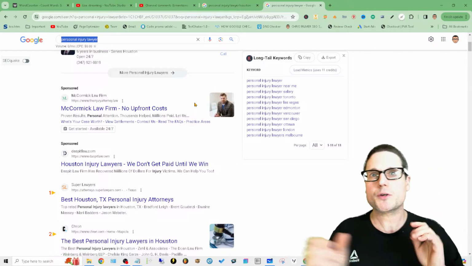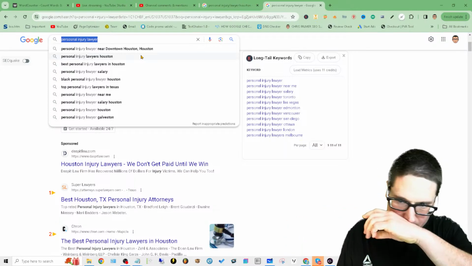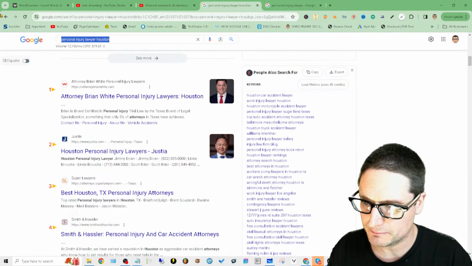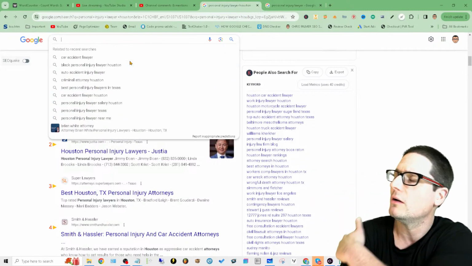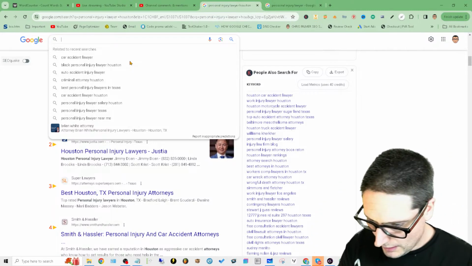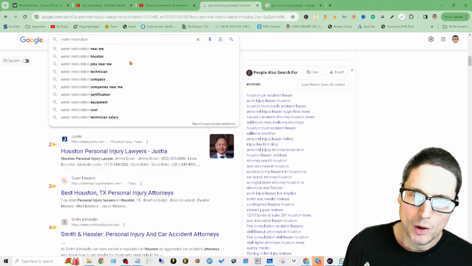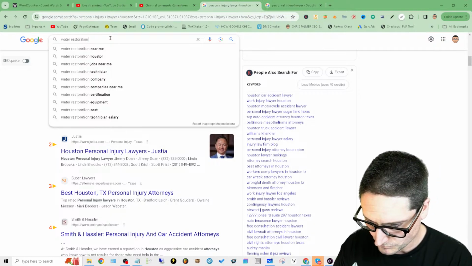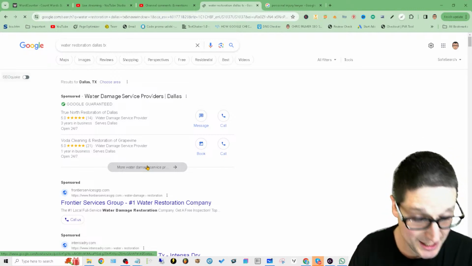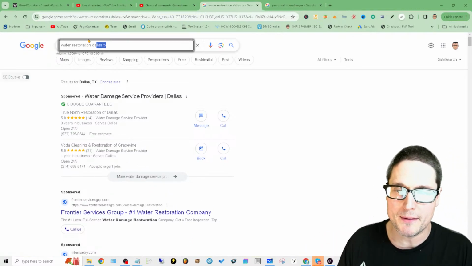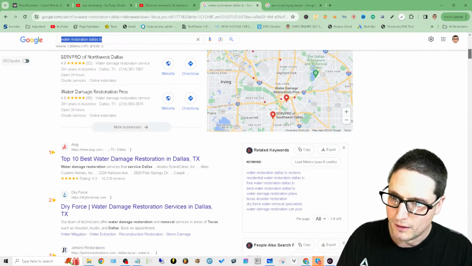Let's do another example here so I can really hammer this home. Let's do something that's a little bit more service based. How about water restoration? Water restoration Dallas, right? I see a lot of ladies and gentlemen optimizing this as a big primary term in a larger city. Water restoration Dallas. We take a look down the page here, right?